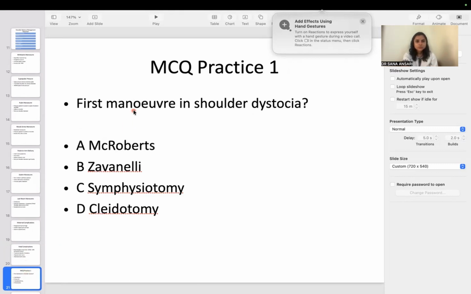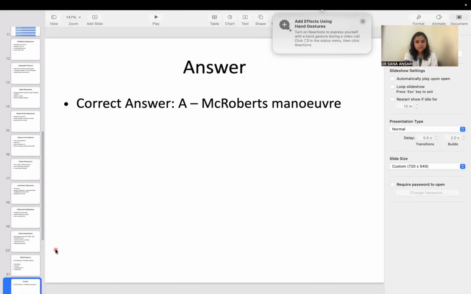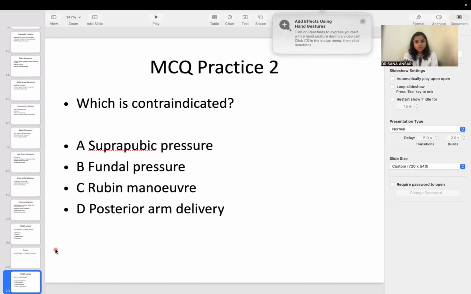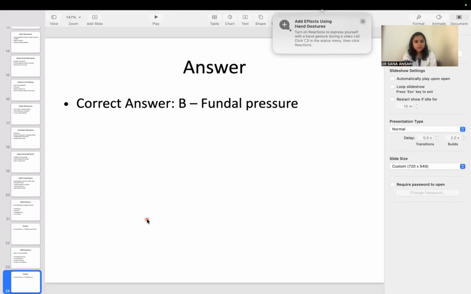Let's do some MCQs. First maneuver in case of shoulder dystocia: A is McRoberts, B is Zavanelli, C is symphysiotomy, D is cleidotomy. So the answer is McRoberts maneuver. Next question: which is contraindicated in case of shoulder dystocia? Suprapubic pressure, fundal pressure, Rubin's maneuver, or delivery of the posterior arm? The answer is fundal pressure.